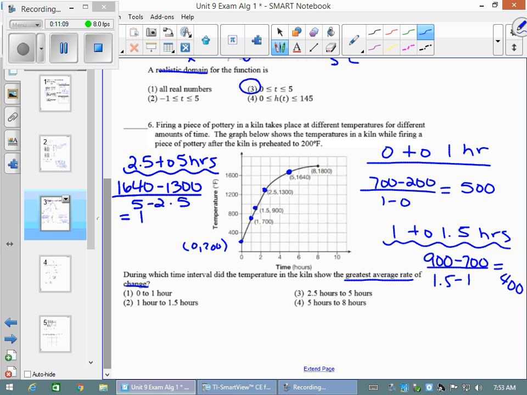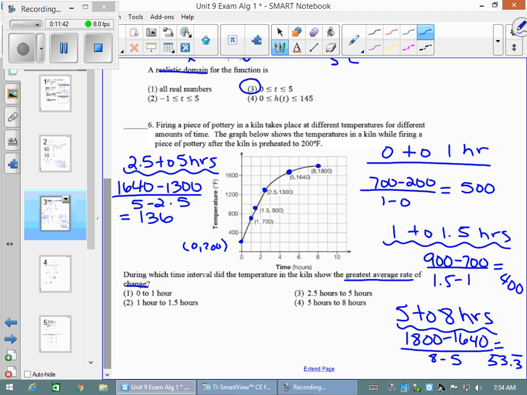And the last choice is to find the average rate of change between 5 and 8. So 5 is (5, 1640), and 8 is (8, 1800). Let's write that down here. From 5 to 8 hours, I would be finding the average rate of change by taking 1800 minus 1640, and dividing that by 8 minus 5. That's going to give me an average rate of change of about 53.3. The 3 is repeating, so you can indicate that with that line. Now I want the greatest average rate of change, which we can see is happening between the 0 to 1 hour time.